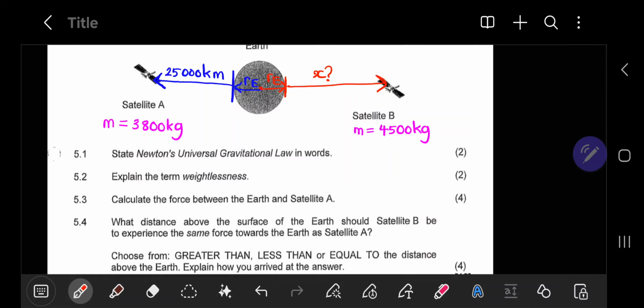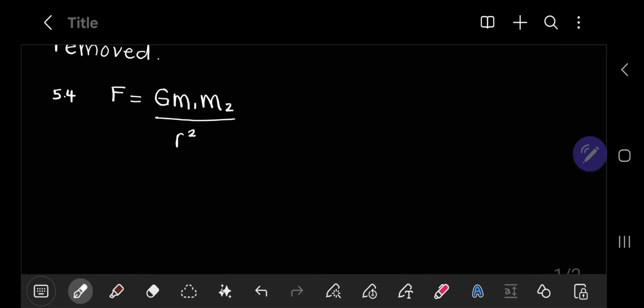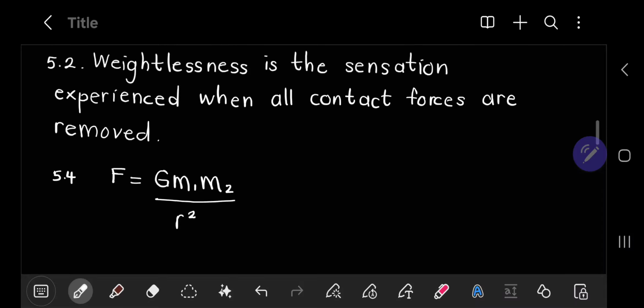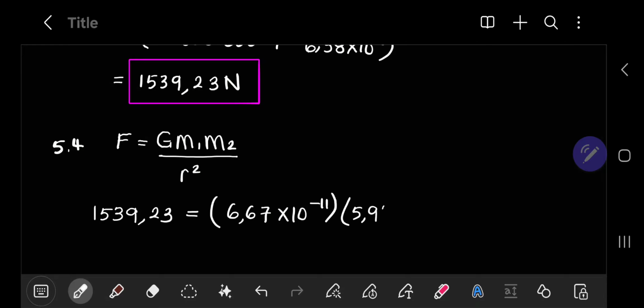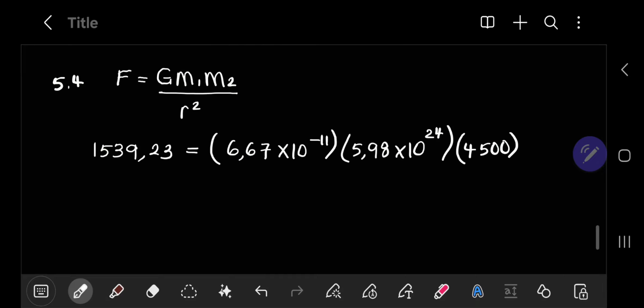Okay, so let's do this. Now remember that we wanted the force to be exactly the same. So we're going to use the answer that we had before, which was 1539.23. That is going to go on the left-hand side. The value for G is 6.67 times 10 to the minus 11. Let's take mass 1 as the mass of the Earth, which is 5.98 times 10 to the power 24. Remember that we get that from our formula sheet. The mass of satellite B is given as 4,500.